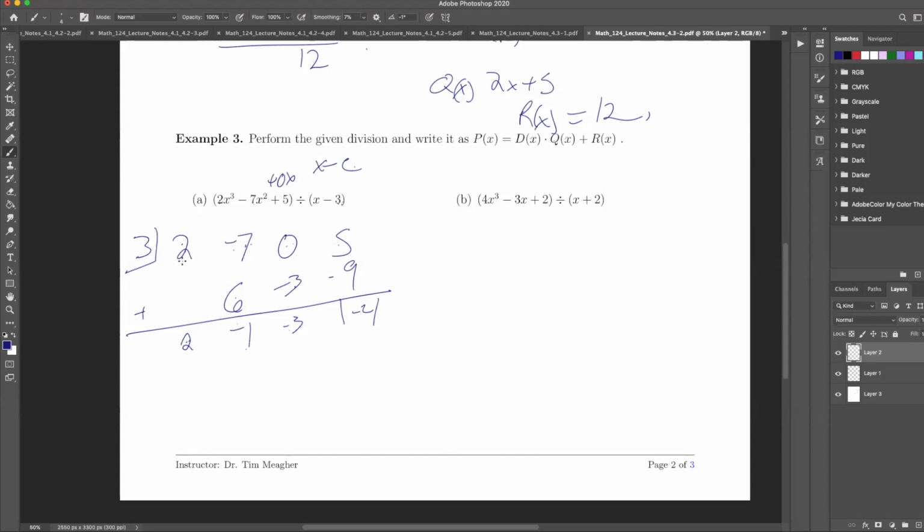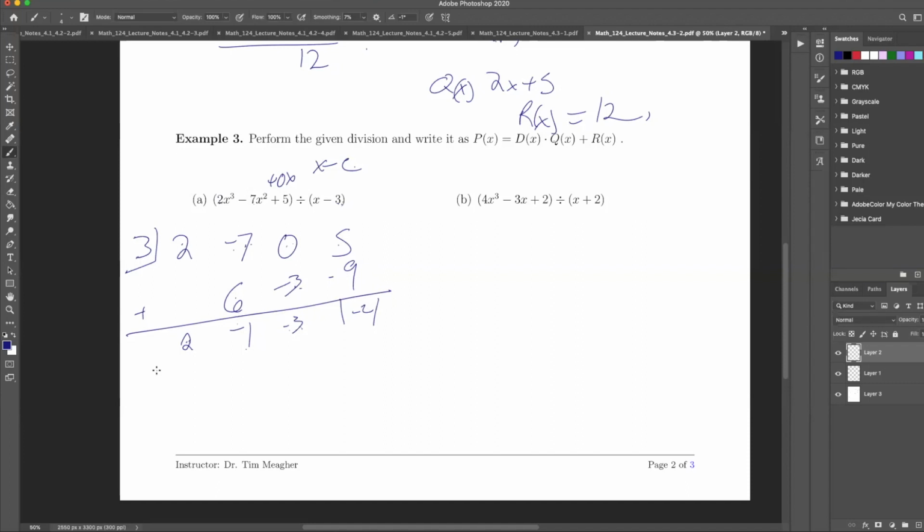Then I'm going to take the 2 and drop it down. I'm multiplying 2 by the 3, I get 6. Add these 2 up, I get negative 1. Take negative 1 multiplied by 3, I get minus 3. Add these 2 up, I get minus 3. Multiply by the 3, I get minus 9. Add these up, I get minus 4.